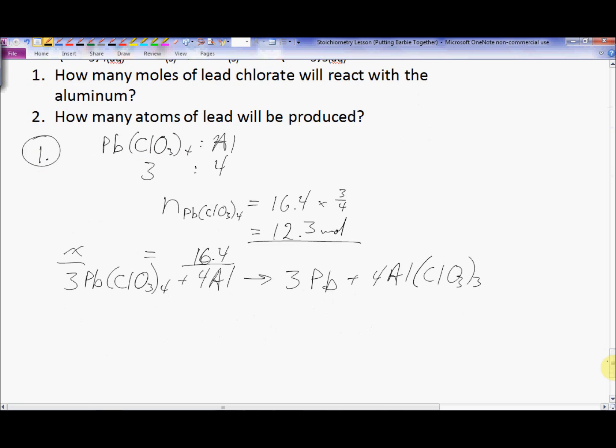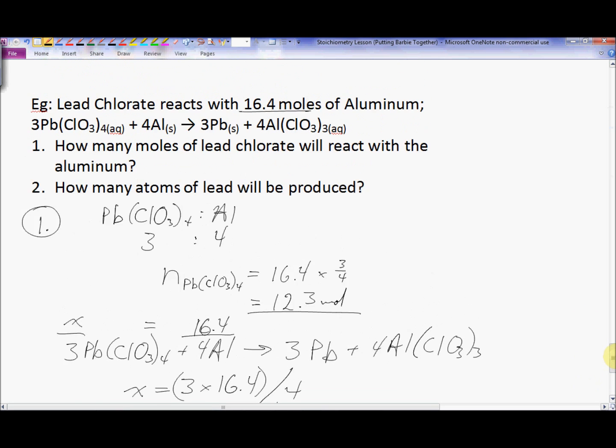So the x value is going to be equal to 3 times 16.4 all divided by 4 here, and that works out to the same answer. It gives you your 12.3 moles. Okay, some of you may find that an easier method to get to the correct answer. It's up to you how you choose to do it. Let's move on to the second question that's asked here.